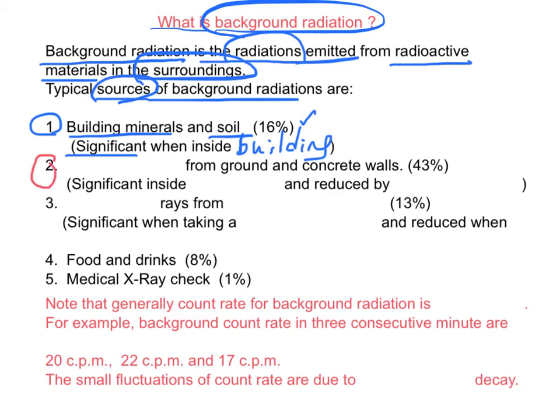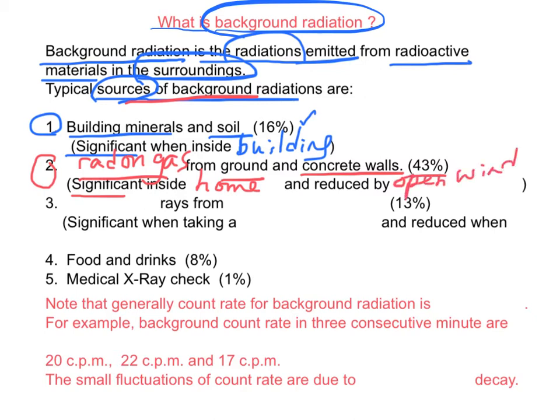The second kind of background radiation is radon gas, emitted from the ground and concrete walls, about 43%. This kind of background radiation is significant when you are inside the home and can be reduced by opening the windows to let the gas run out from the room.